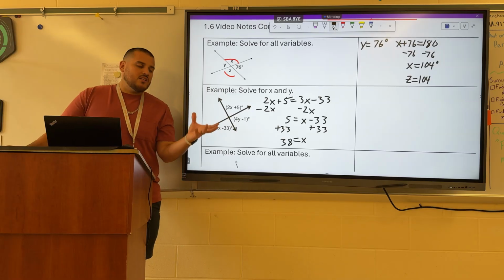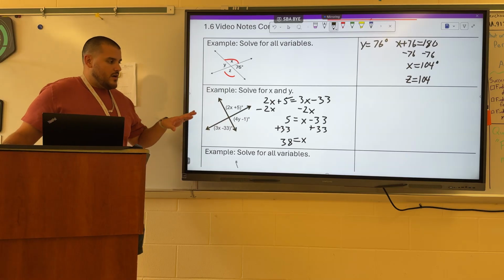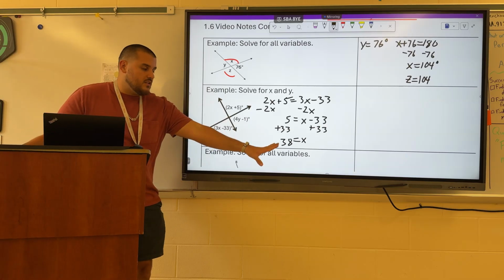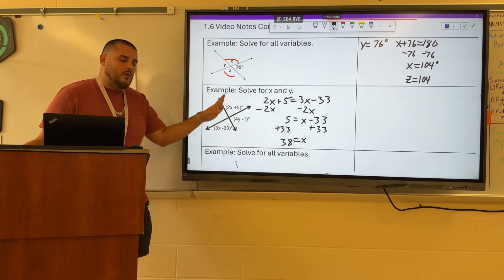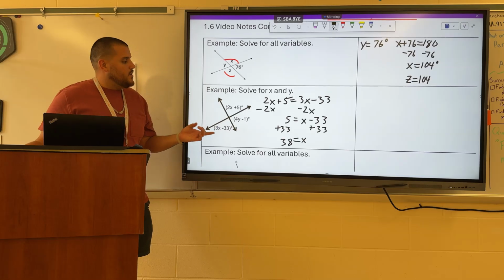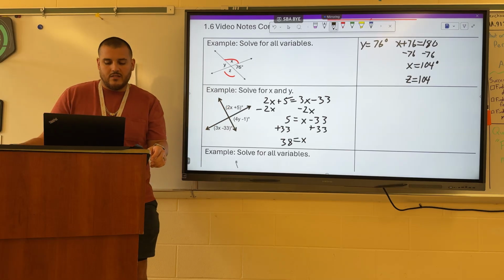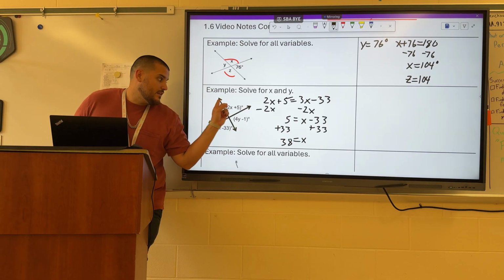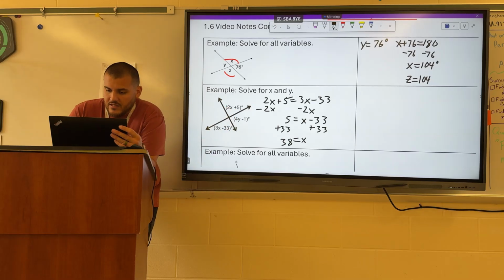Okay. Now from here, it's very important to catch on what we're doing here. With this 38, all I can do with this value is plug it into where the x's are to determine the measures of these angles. It doesn't matter which one I plug it into, but I have to plug it into one of them. I'm just going to pick this 2x plus 5, and I'm going to plug that 38 in for the x there. So 2 times x, which I know is 38, plus 5.